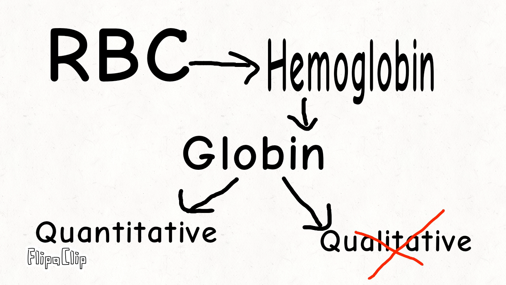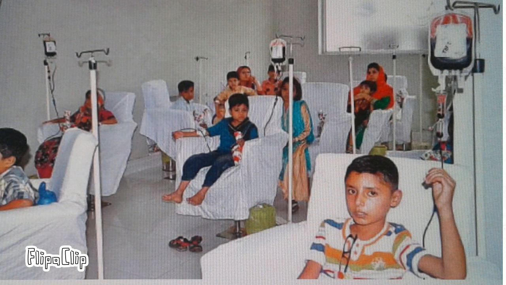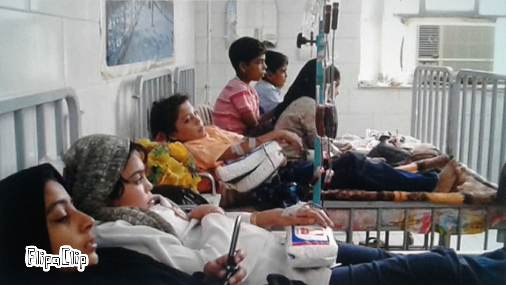Today, we're going to discuss the quantitative defects of the globin chain called thalassemias. Thalassemias are a group of genetically inherited disorders classified by their decrease or absent production of the affected globin chain. There are over 400 different types of mutations.